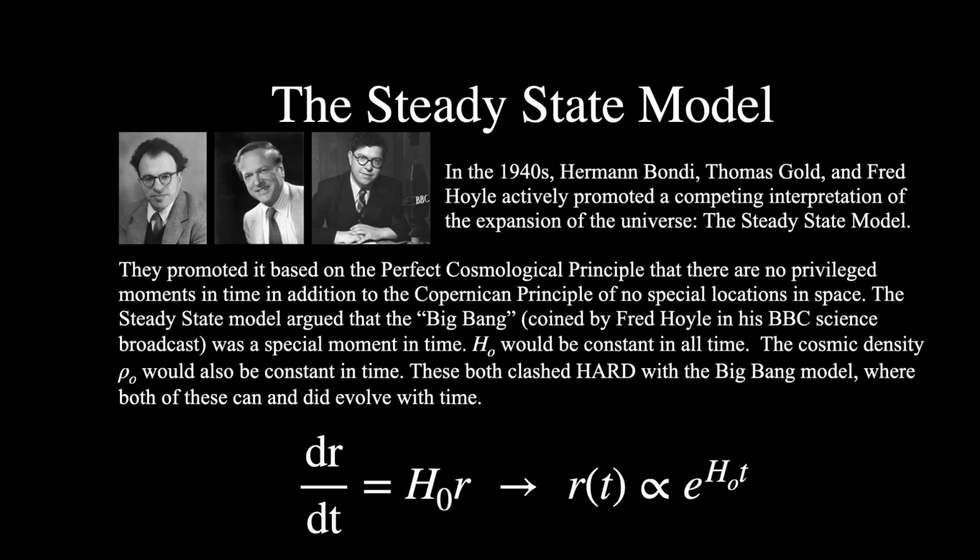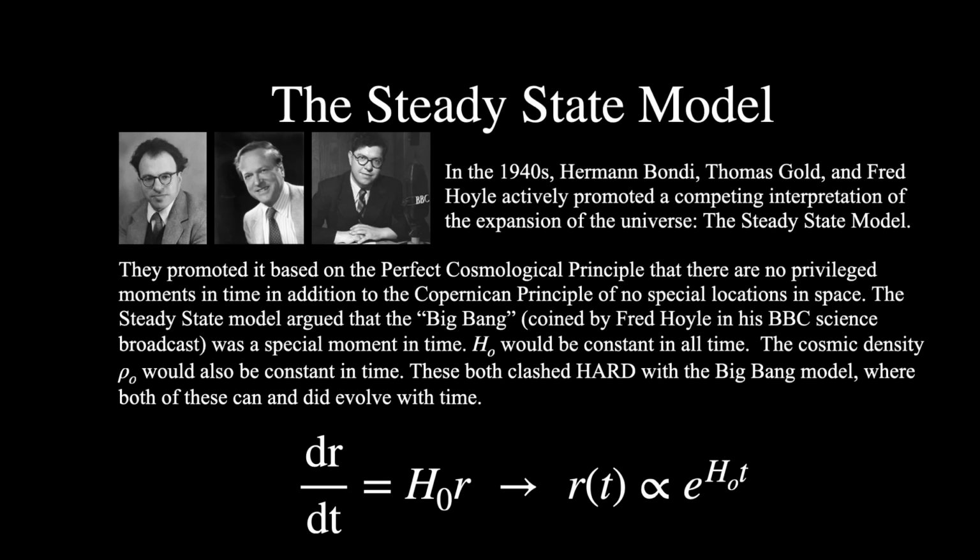So if you had a special moment in time, then you'd have a Big Bang. But in a steady state, since there's no special time, what you measure for the Hubble constant would be constant for all time. And the cosmic density, because in the steady state nothing changes in time, meaning the cosmic density, rho, would be constant in time, rho sub 0.